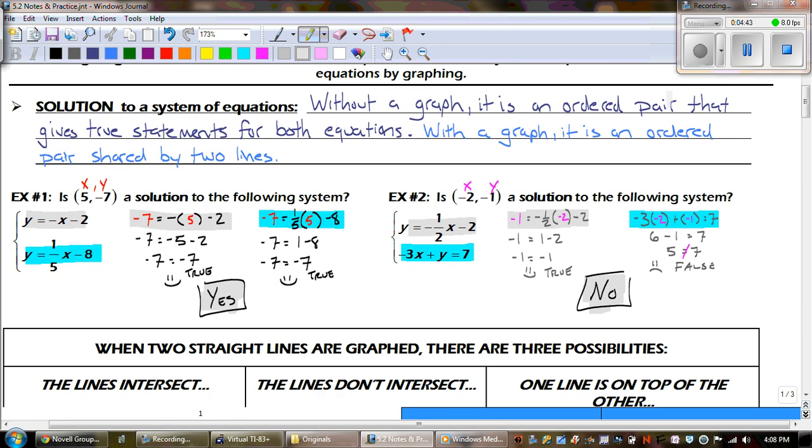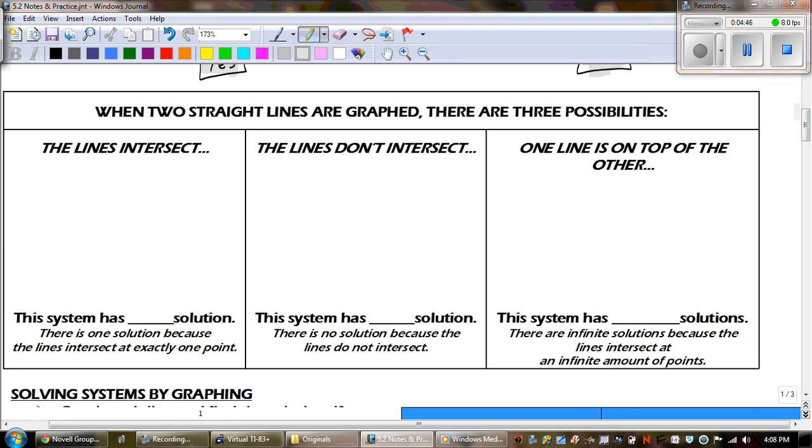All right. When two straight lines are graphed, there are three possibilities, and we've talked about these before. The first possibility is that they intersect. There's a line, there's a line, they intersect at a point, and that point is going to be (x, y). So what that means is we would have one solution, because they meet at the point.